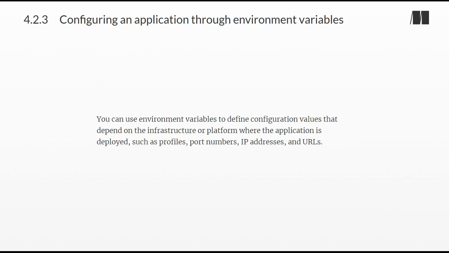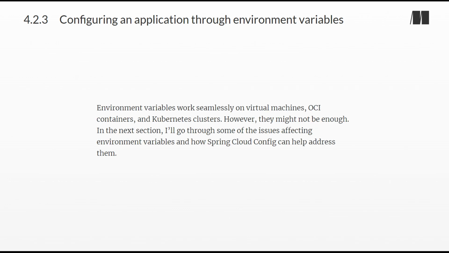Note: you can use environment variables to define configuration values that depend on the infrastructure or platform where the application is deployed, such as profiles, port numbers, IP addresses, and URLs. Environment variables work seamlessly on virtual machines, OCI containers, and Kubernetes clusters. However, they might not be enough. In the next section, I'll go through some of the issues affecting environment variables and how Spring Cloud Config can help address them.